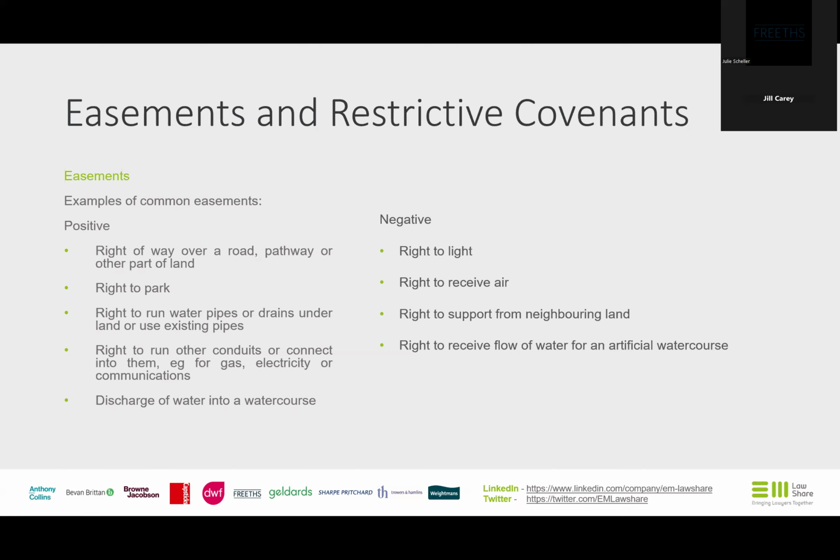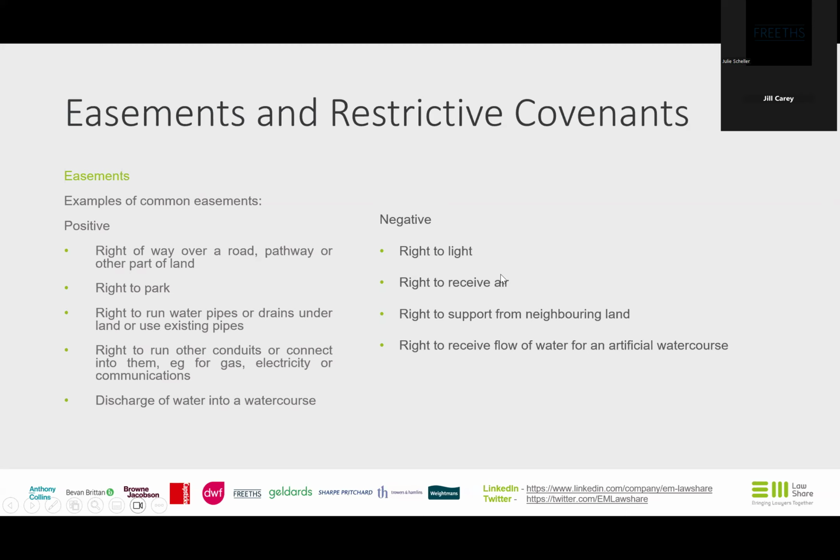Negative covenants that we often see, although they might be worded positively in that they might say something like to allow the flow of air, what it actually means is you can't build anything that would restrict that right. So that's why we call it a negative easement. But again, rights to light is the biggest one. And don't worry, I won't, but I could talk for several hours about that one on its own.